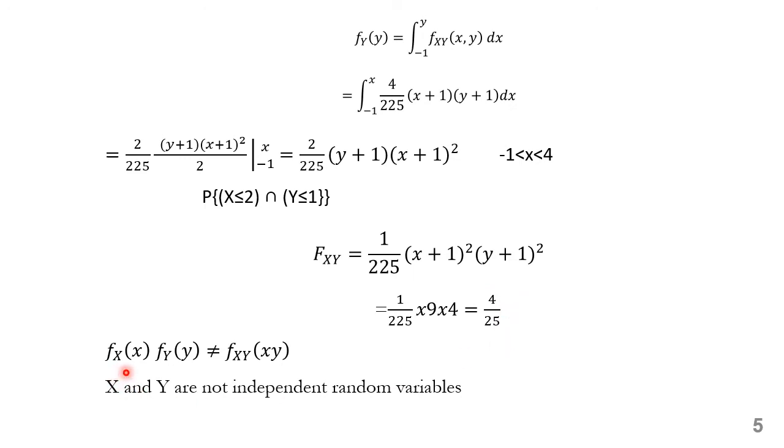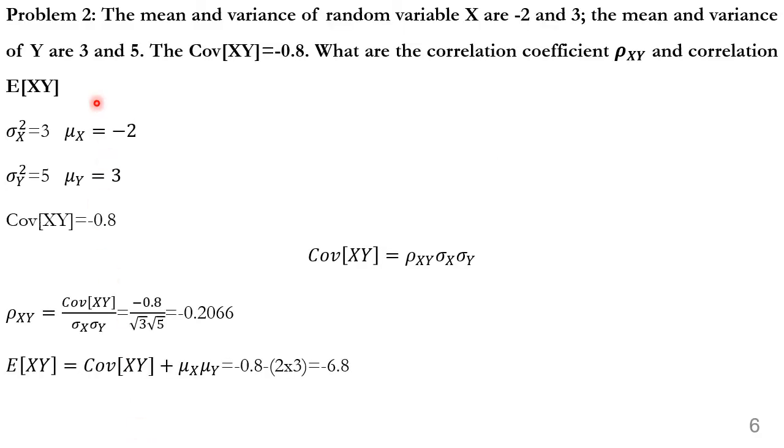And you can observe here Fx(x) multiplied with Fy(y) will not give us the bivariate CDF Fxy. So we can say that x and y are not independent random variables. Let us move on to the second problem.